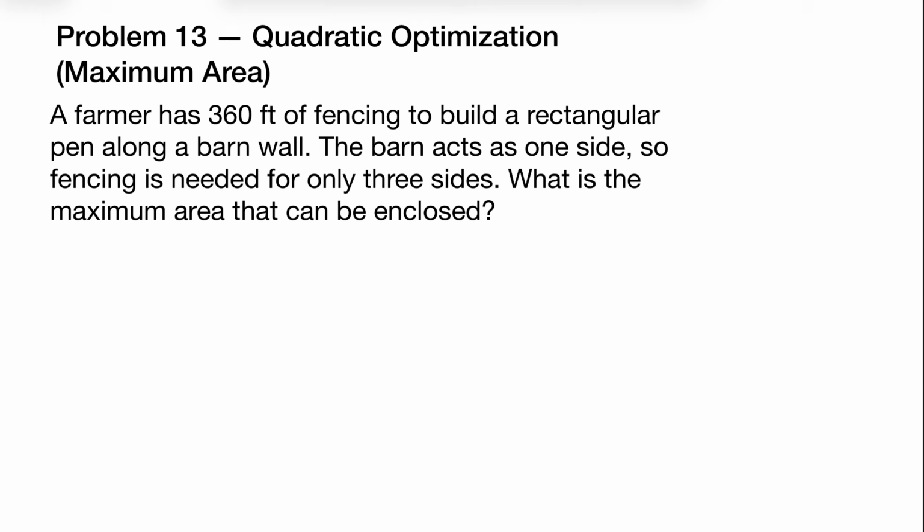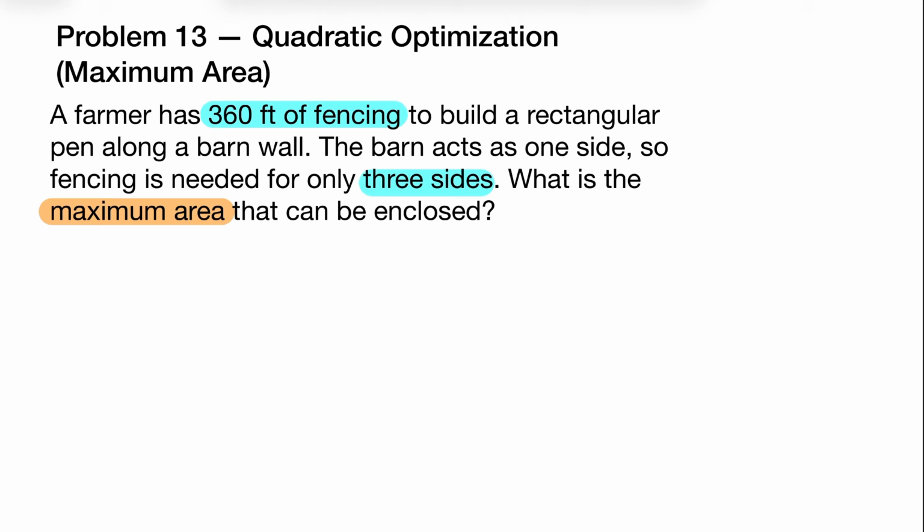Let's highlight some key terms here. We know that a farmer has 360 feet of fencing, and we only need three sides of fencing since the barn acts as one side. And then it goes on to ask, what is the maximum area that can be enclosed?